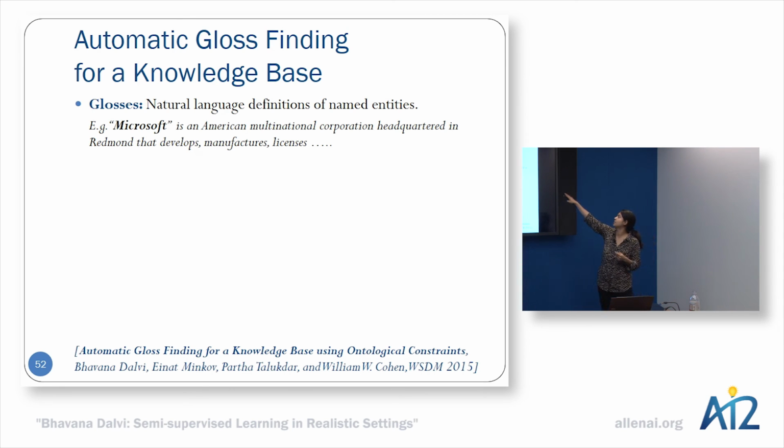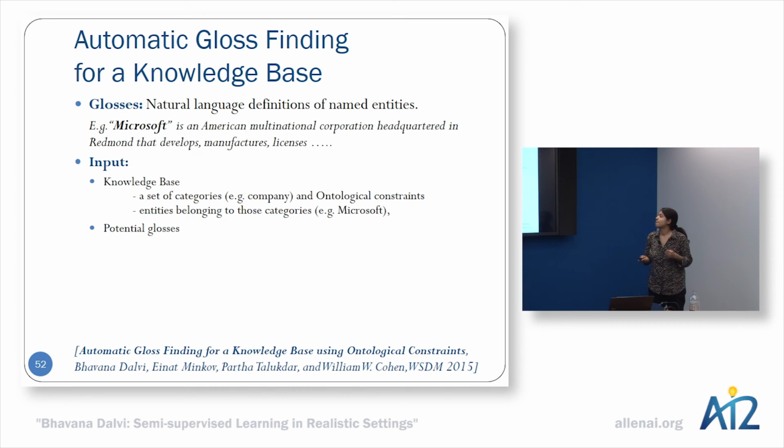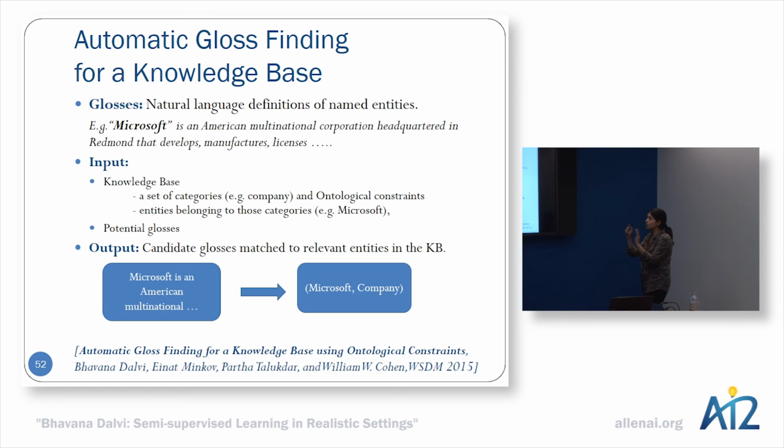For example, this is a potential gloss for Microsoft. Our input is a knowledge base which is gloss free. It has a set of categories, ontological constraints, and entities belonging to these categories. And we also have some potential glosses. Say you take all DBpedia abstracts or Wikipedia first paragraphs, those are candidate glosses. The output that we want is, for each such gloss, to match it to the entity in the NELL knowledge base or any knowledge base. So this is the task.